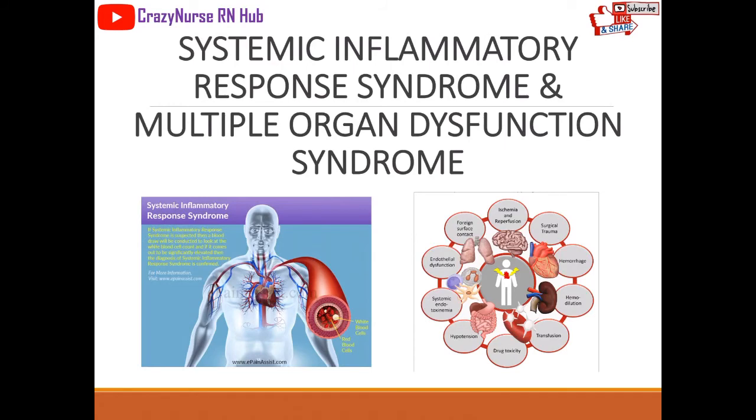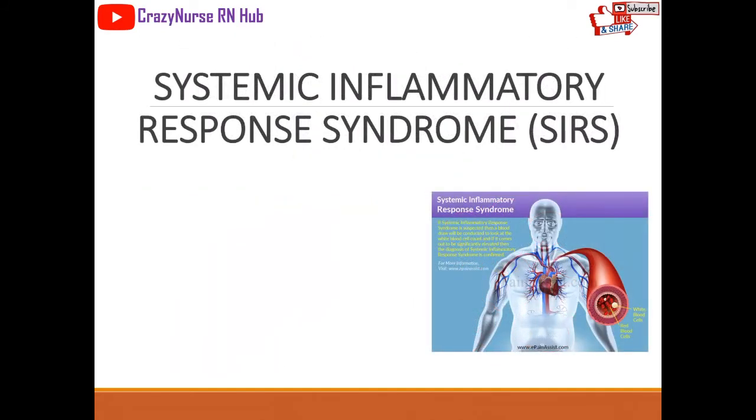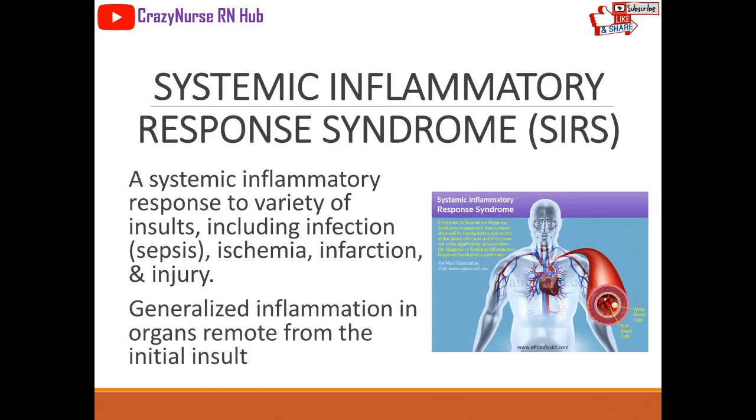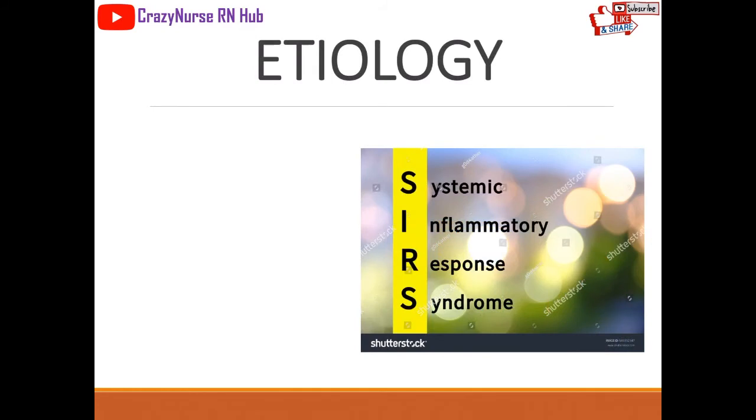Now let's have systemic inflammatory response syndrome and multiple organ dysfunction syndrome. First, let's have systemic inflammatory response syndrome. It is a systemic inflammatory response to a variety of insults, including infection, referred to as sepsis, ischemia, infarction, and injury. It is a generalized inflammation in organs remote from the initial insult. Many different mechanisms can trigger a systemic inflammatory response.